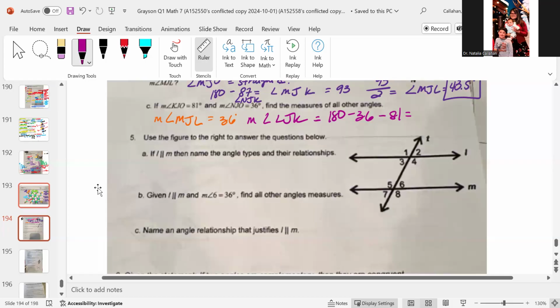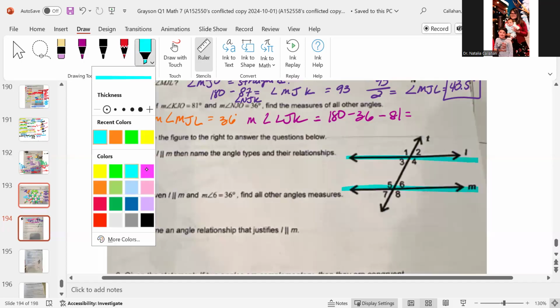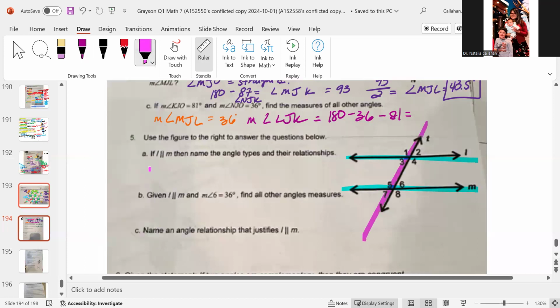Here we go. So L and M. Here's L. Here's M. Where's your transversal? The purple one. Yeah, that's your transversal. Name the angles and their relationships. Okay, give me at least one. These are the angles that are equal.